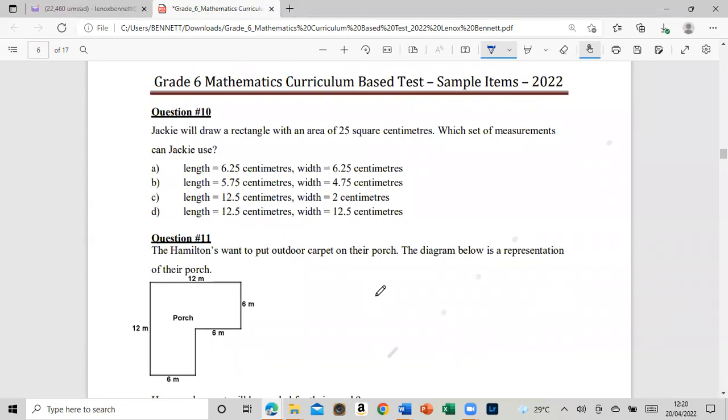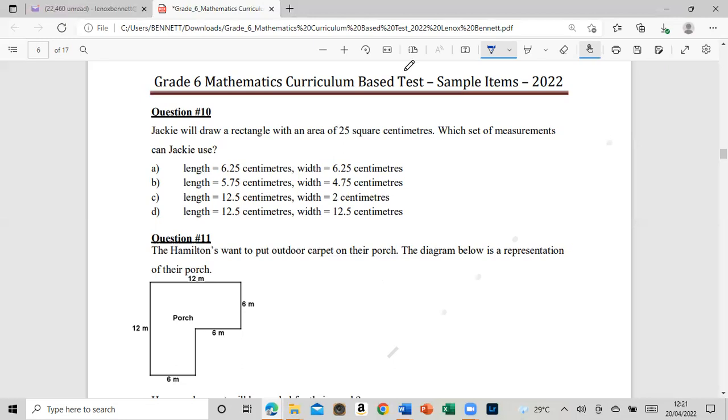All right, so we're on to 10. Jackie will draw a rectangle with an area of 25 centimeters. Which set of measurements can Jackie use? Okay, cool. So what it is saying, which of these numbers can we multiply to give us 25?